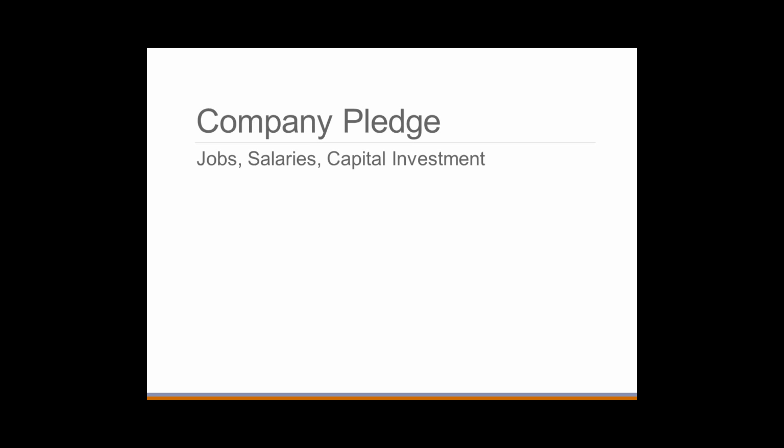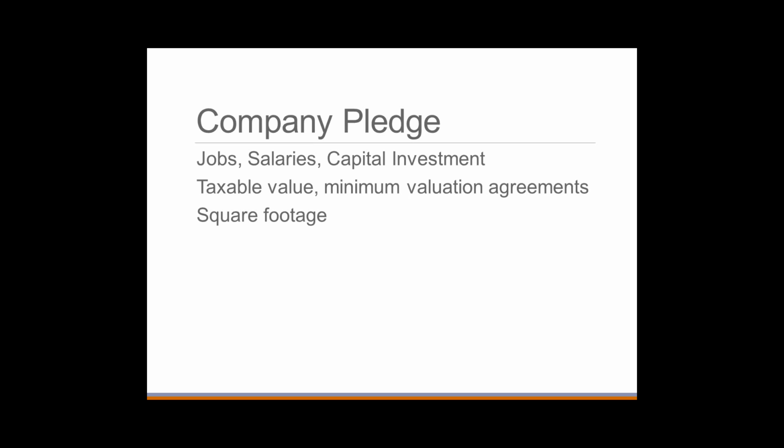And then on the company pledge, the agreement should speak specifically to what you want to track or what you're trying to cause to happen. So maybe it's related to jobs or salary level or capital investment. It doesn't need to be all of these. It could be just one of them, or a combination of them. Maybe it's even talking about taxable value, or maybe the agreement has some sort of minimum valuation agreement in it that would just ultimately mean that we know the tax value of this once it gets constructed, and that's sometimes useful from what I've seen. You might even be specifying an amount of square footage.